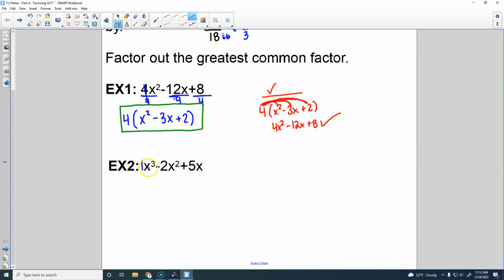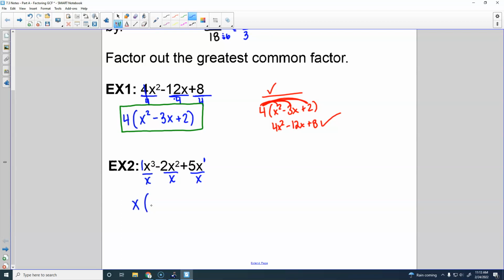But here, I've got an x. I've got 3 x's right here. I've got 2 x's right here. And I've got an x right here. So we can take out whatever the lowest exponent is on our x, as long as every term has an x with it. So I could divide all of these by x to the first power. Okay, so whatever it is I'm dividing out, I'm going to write that x out front. All right, so sometimes it'll be numbers and letters. Here it's just that x.